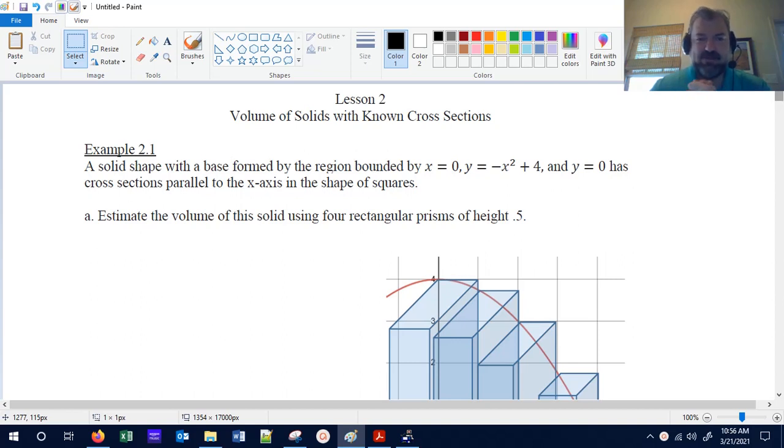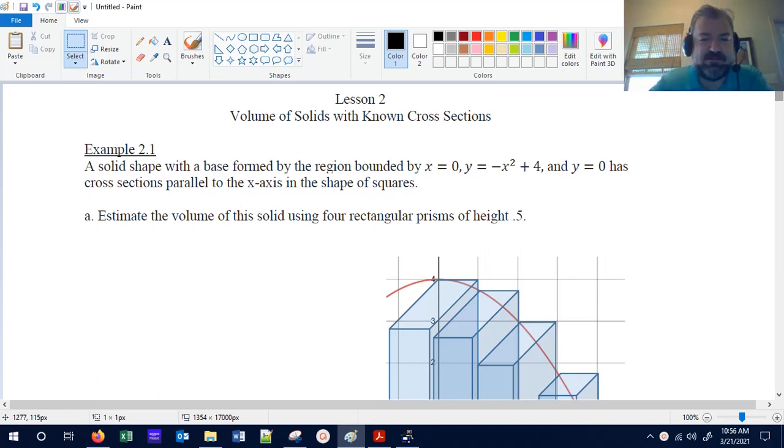Hey everybody, welcome back. We are in Unit 10 of AP Calculus AB. This is Lesson 2. We are rounding it out, finishing it up. We're on the home stretch. Let's keep it going strong. Today we're going to be looking at volumes of solids with known cross sections.